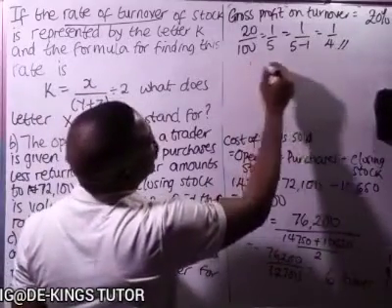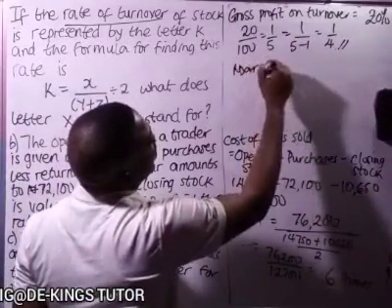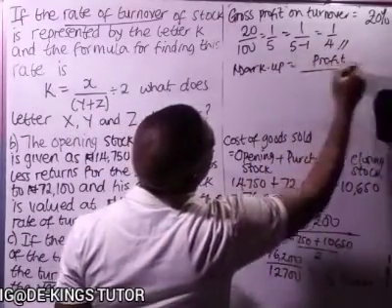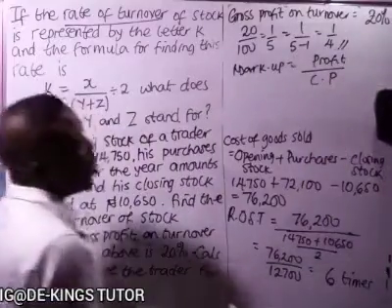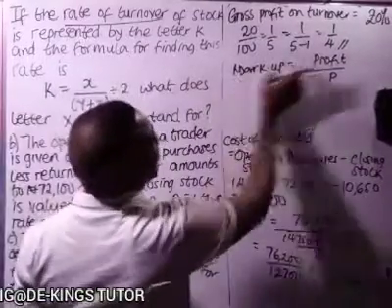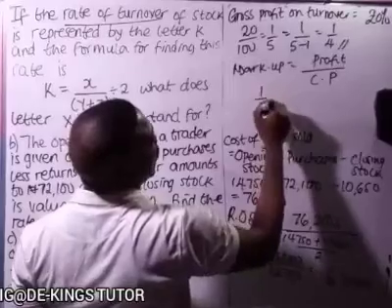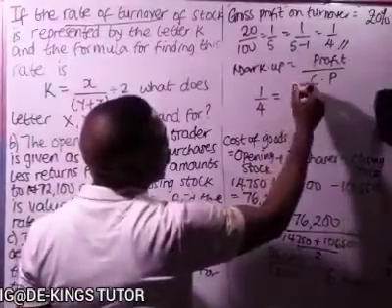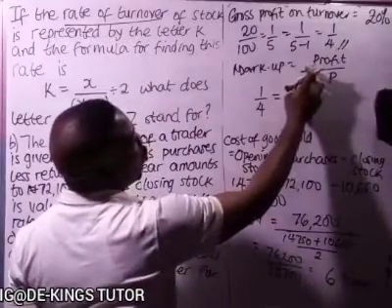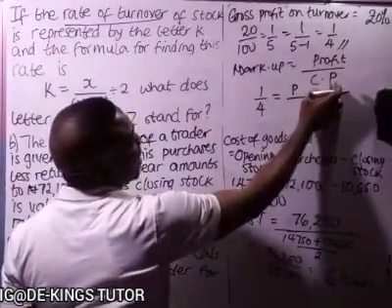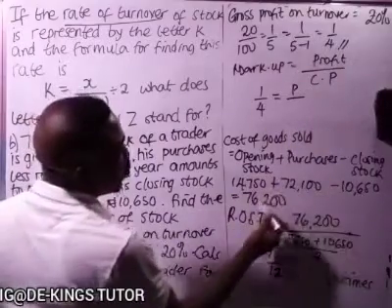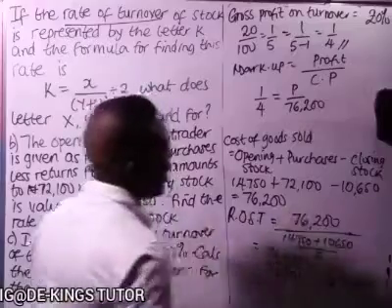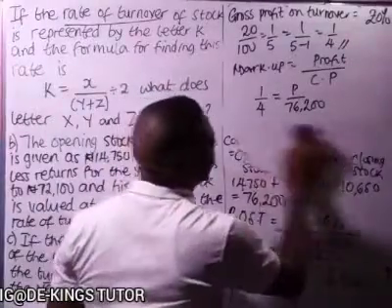Since this is a markup, now we are going to solve. The markup is the profit over the cost price. Since we already have the markup as 1 over 4, it is 1 over 4 equal to profit over cost. The profit is not yet known. That is what we use to get the sales. The cost price is the cost of goods sold, which is 76,200.